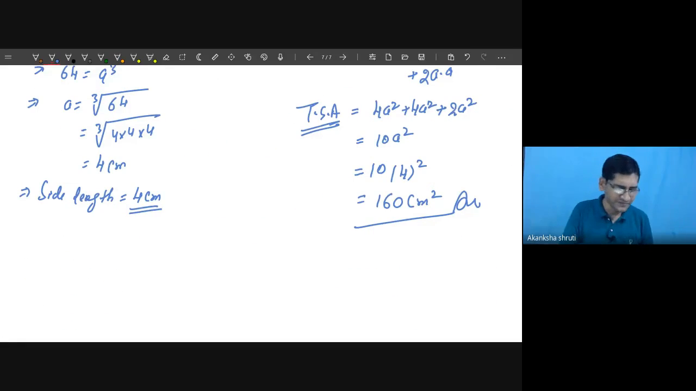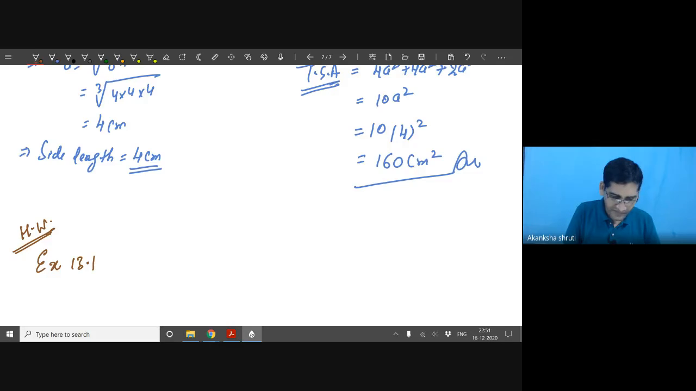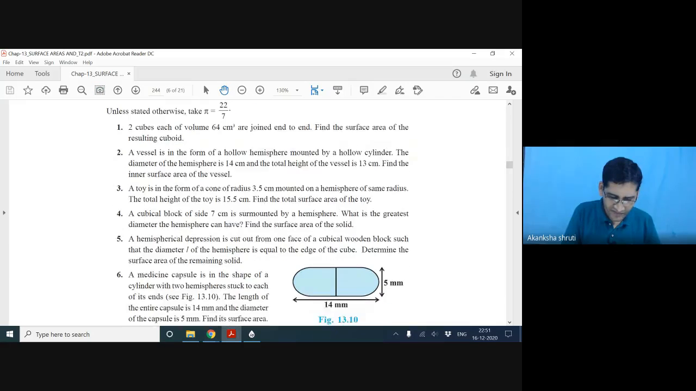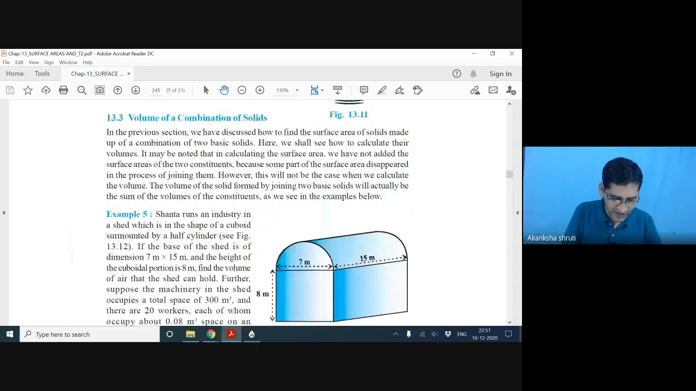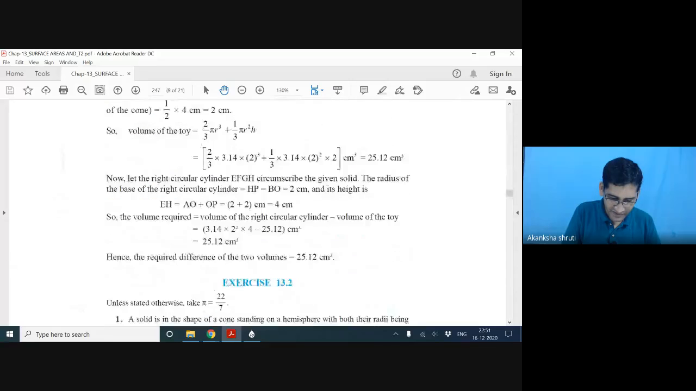Student, your time is up. So please try in your home. The 2 chapters are very easy and they are interconnected. We will solve more questions tomorrow and we will learn one small concept called transforming the shape. There the volume remains constant. Only one line concept is there. So do the exercise 13.1. It is related to cylinder only. Combination of solids, this you can also do.